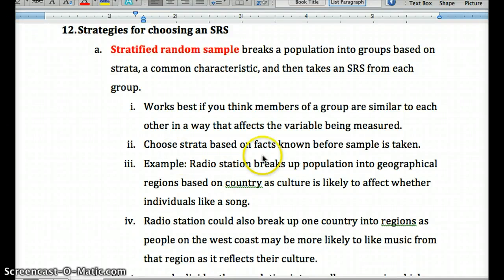A radio station could break up the population into regions in the country, because maybe the local culture is likely to affect whether individuals like a song. For example, in Texas, there might be more country music that's favored. A radio station could also break up the country into regions, as the people on the West Coast may be more likely to like music from the West Coast than the East Coast. Like maybe people like local music as well. So the radio station features more local music. And when they sample by geographic region, that would be the strata or characteristic they would be using to take a stratified random sample.